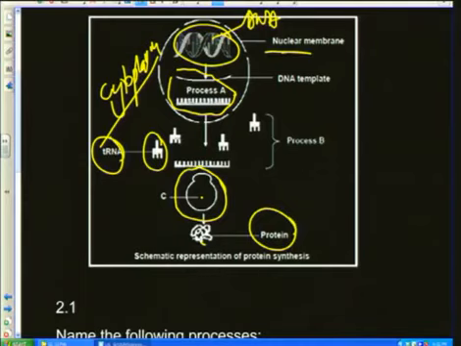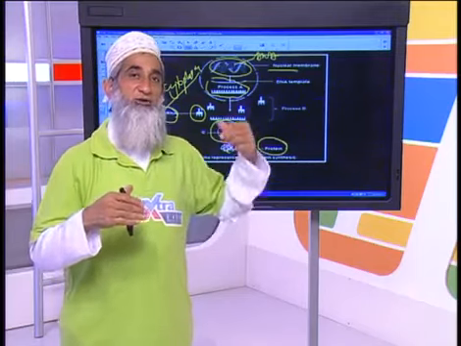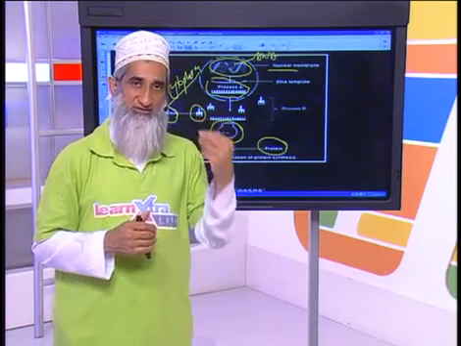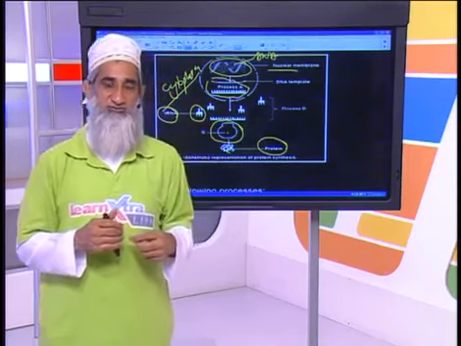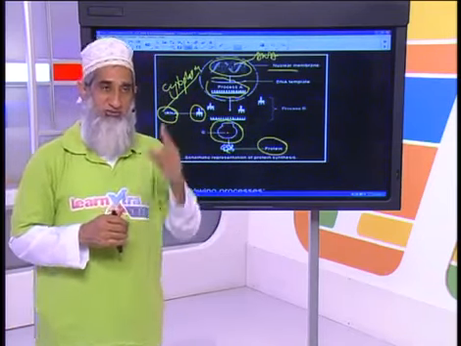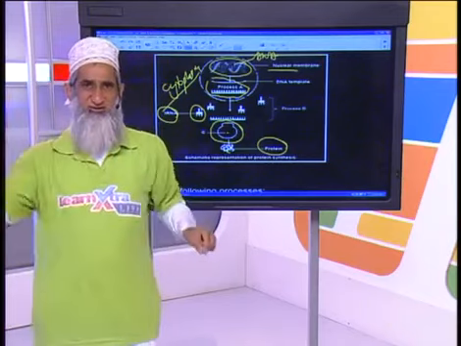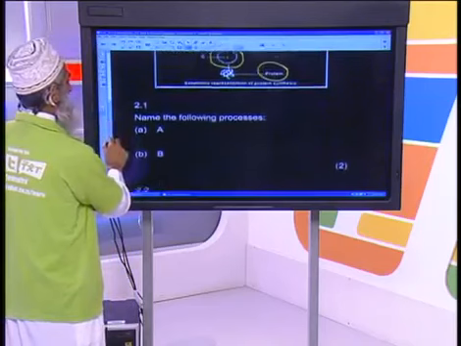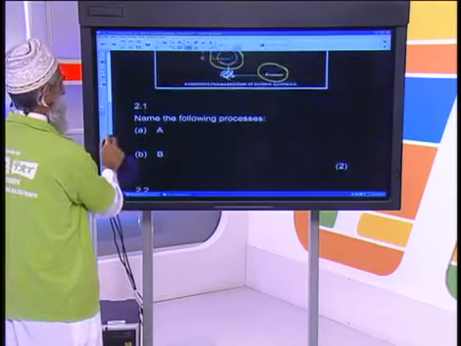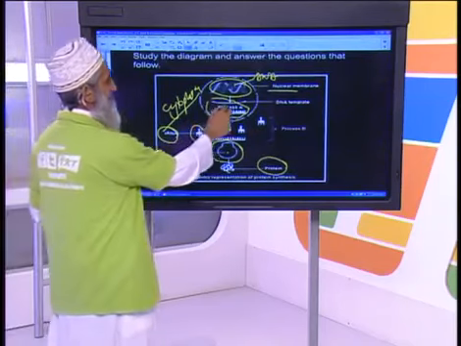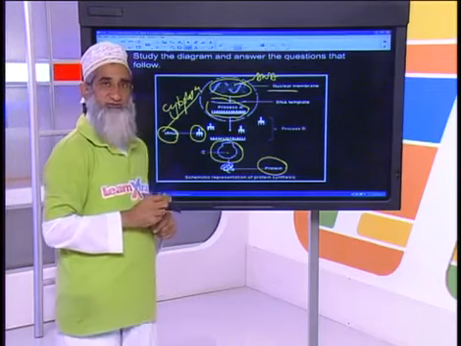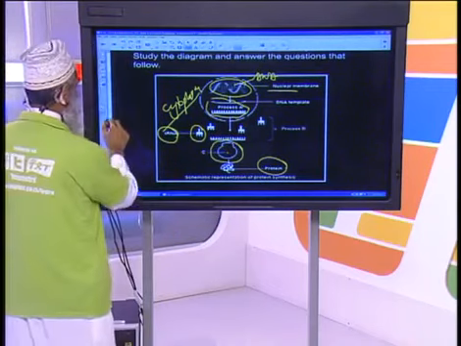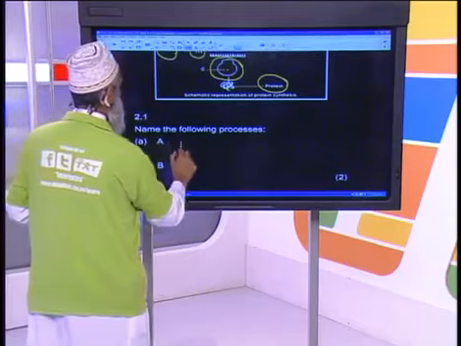So I've just gone through the diagram to analyze it. You need to look at the diagram because it's data that is provided with the question. But you'll do it much quicker; you're going to scan through it and make notes on the question if you have to. Let's see what they're asking now. Name the following processes, A and B. A is taking place where? In the nucleus. And that would be transcription.